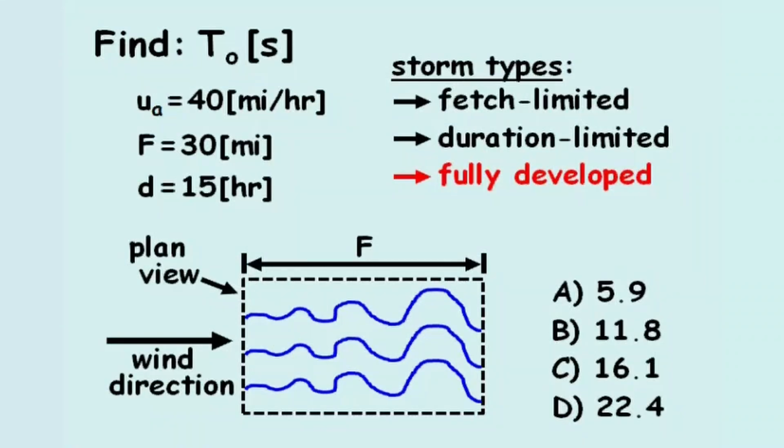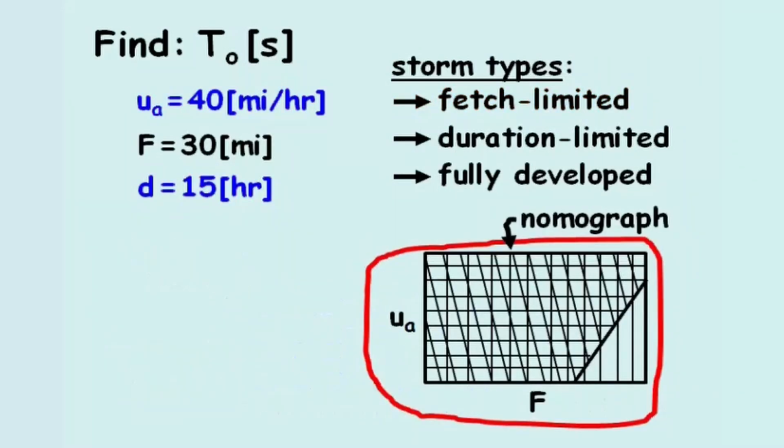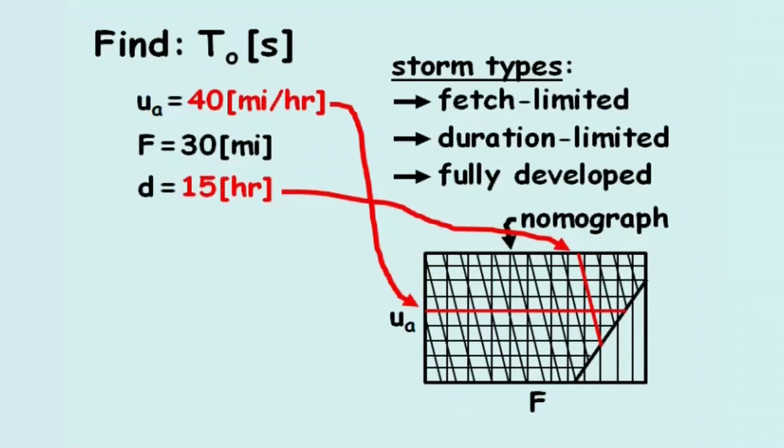We'll first check if the storm is a fetch-limited storm by analyzing the wind velocity UA and the duration of time D. We'll look at the nomograph for deep water waves in English units and find the intersection of 40 miles per hour wind speed and 15-hour duration. Then we'll trace down to the fetch length axis, and the fetch length equals 180 miles.